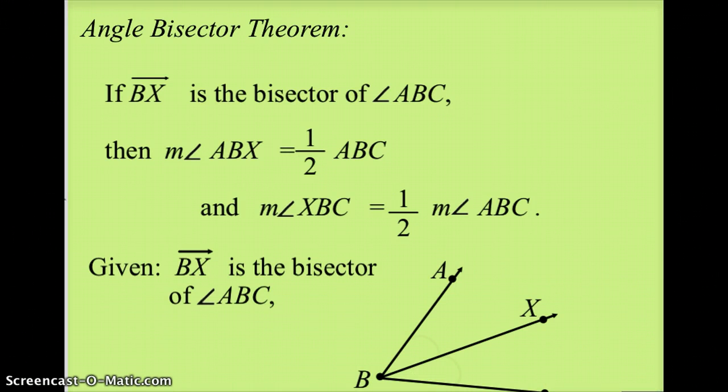Here's the picture that you're given. You're given that BX is the bisector. Once you know that it's the bisector, then you know that those two angles are congruent to each other and they're half of the big angle.